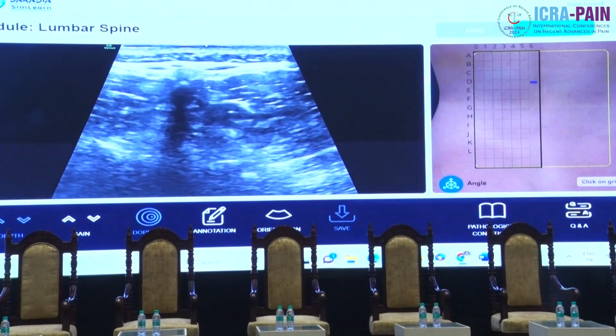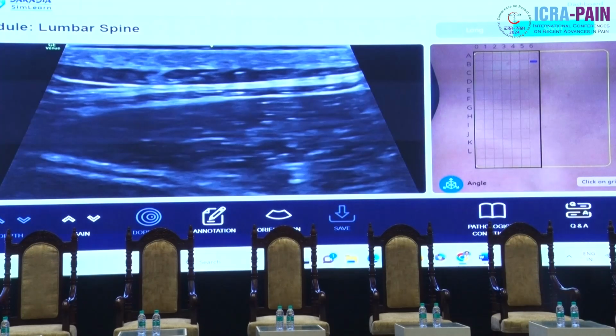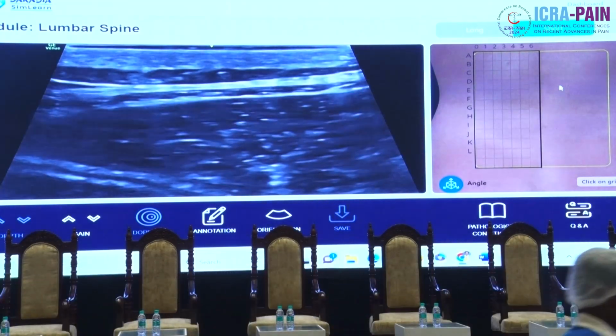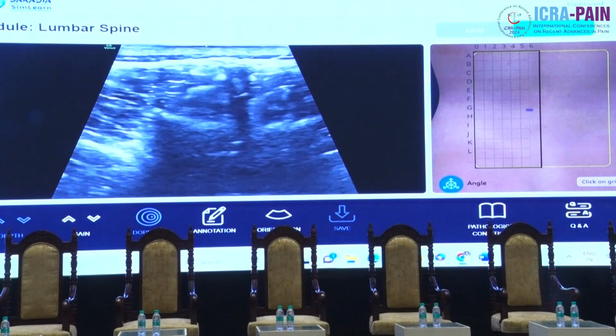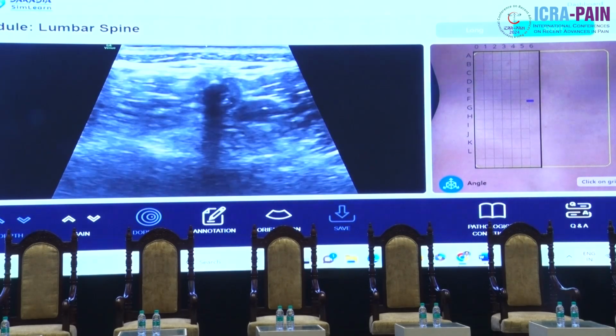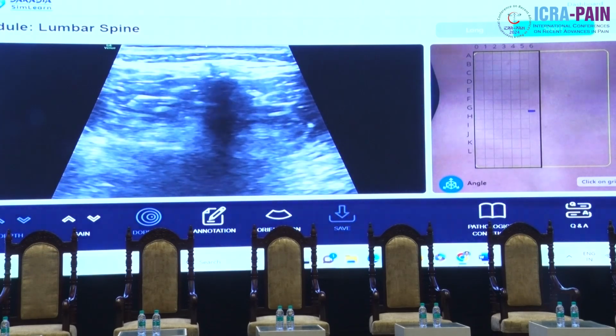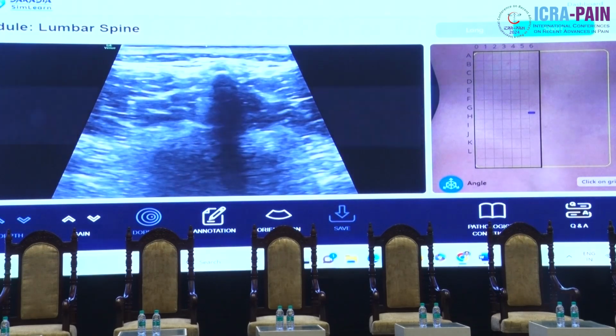You see, this was the image when I was showing you earlier, but this image is different. Here I am in the midline, but here I am over the spinous process. So this is over the spinous process, because I can't see anything and I can see the hyperechoic line, that is your spinous process. And the other muscles and ligaments are similar.